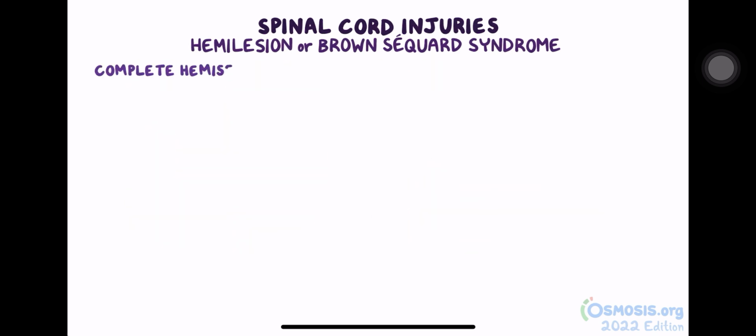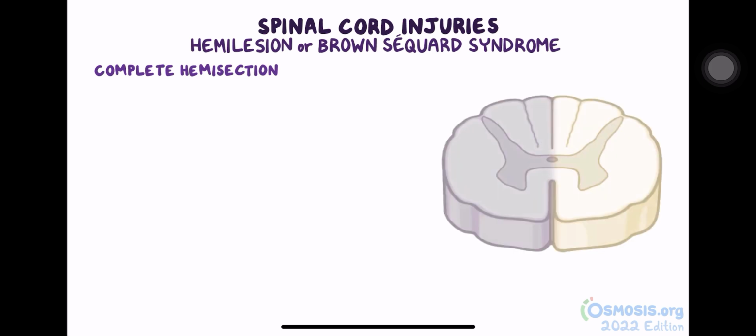A complete hemisection would result in damage to multiple neural tracts while sparing others. When we consider each tract, we have to think about what happens to that motor or sensory modality at the level of the lesion and below the level of the lesion. We also need to think about which side of the body will be affected, since the tracts cross over at different locations. For example, a complete hemisection on the right-hand side would result in the following.